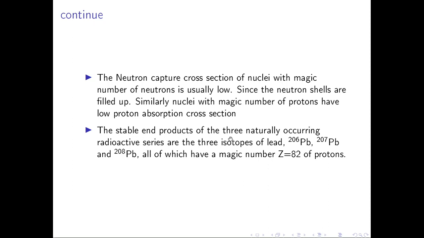The stable end products of all the three naturally occurring radioactive series are the three isotopes of lead: the uranium series, actinium series, and thorium series. These are the three radioactive series we are talking about. Radioactive decay starts with that nucleus, intermediate steps are there, and ultimately the final stable end product in all these three naturally occurring radioactive series is found to be lead, different isotopes of lead. And lead happens to have a magic number 82 of protons.